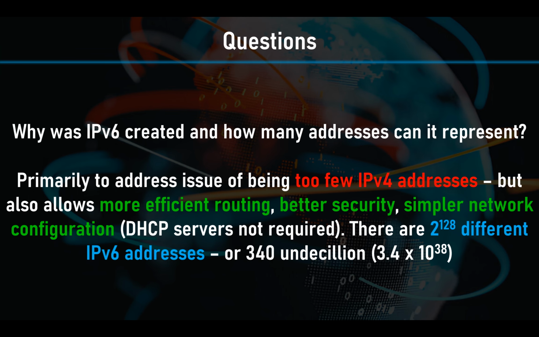Right, so I guess primarily it was created to address the issue of there being too few IPv4 addresses. Hopefully people remember what that is: 2 to the power 32, and that's approximately 4.3 billion. But as we remember, there's 8 billion people, and most people have more than one device. IPv6 does also have a few more advantages.